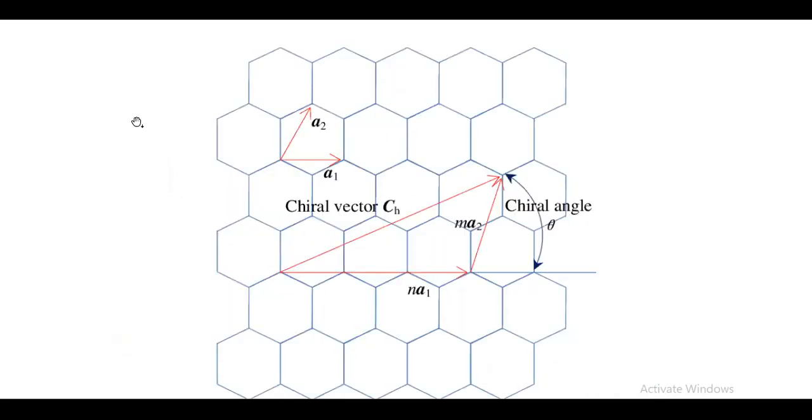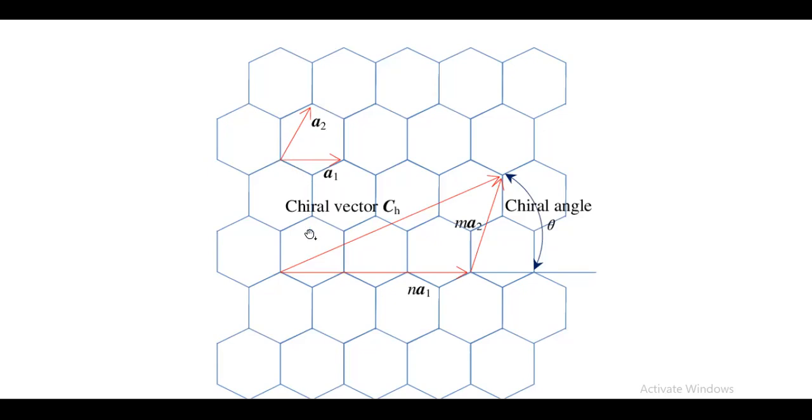This is the structure of carbon C60 fullerene. You can see these are the bonds, and the points between them are carbon atoms. Just assume these are carbon, carbon, carbon, carbon. With the cursor I am on this carbon atom. If we draw vectors a1 and a2, these are basically the distances between two carbon atoms, but not adjacent ones.